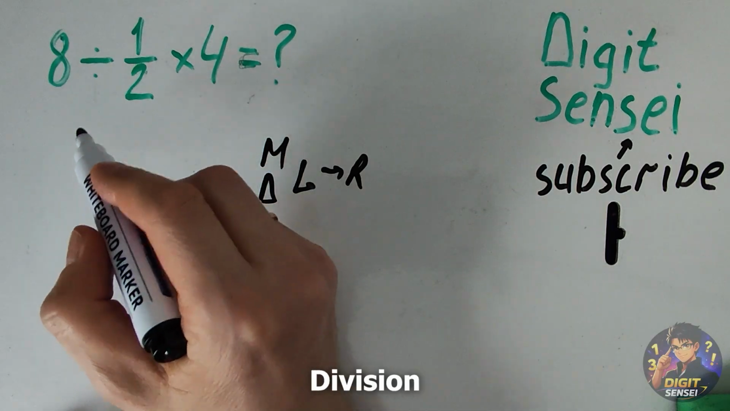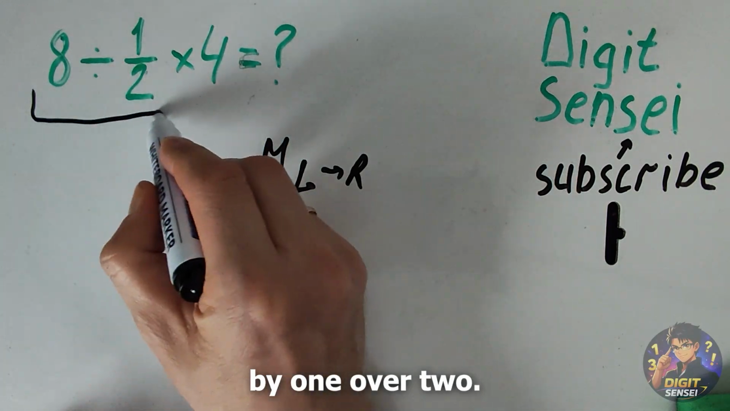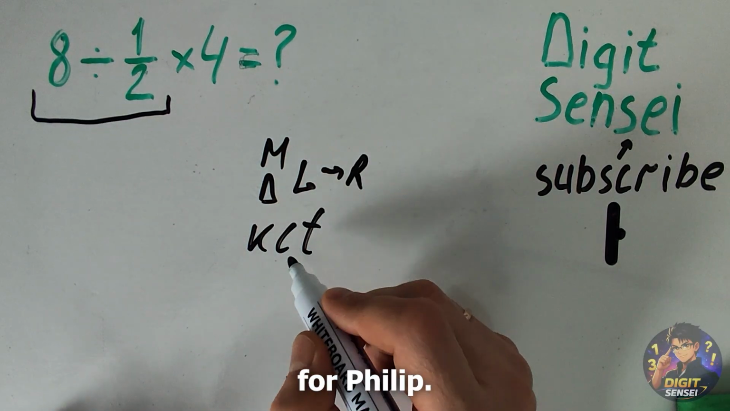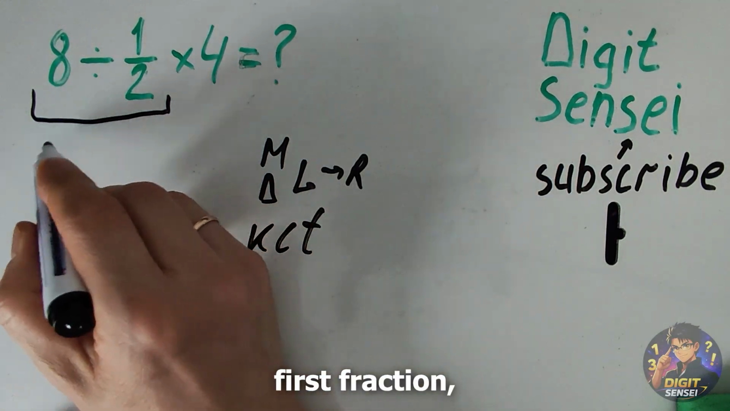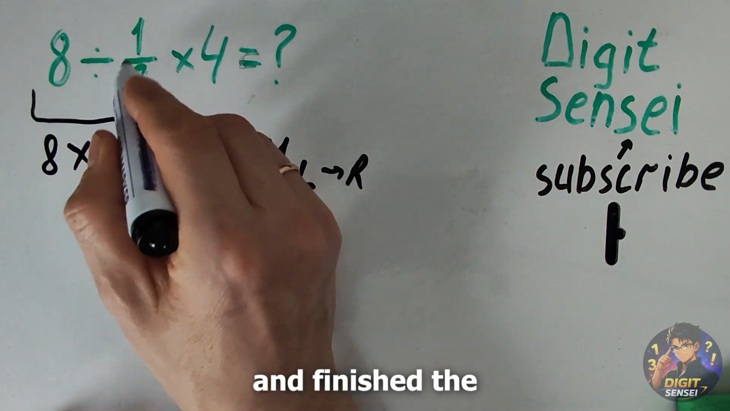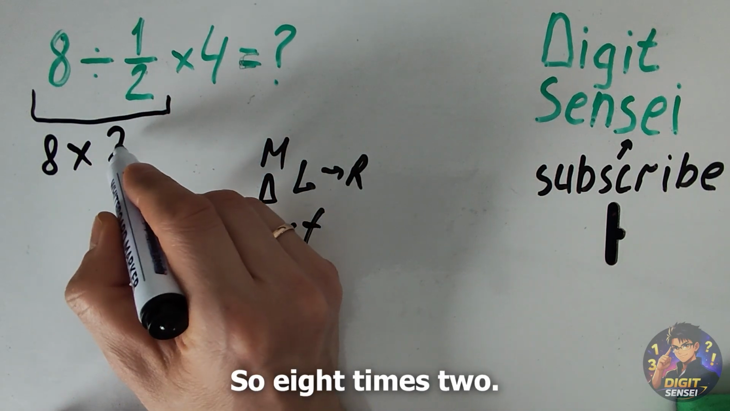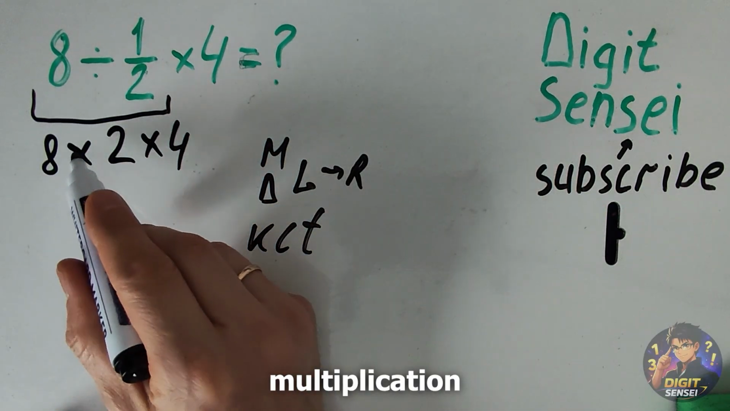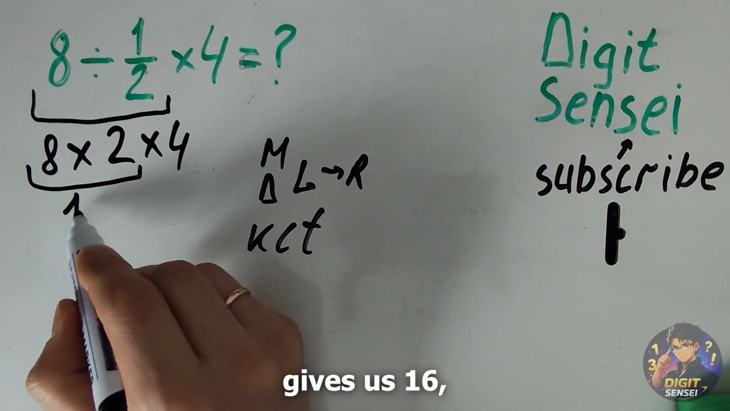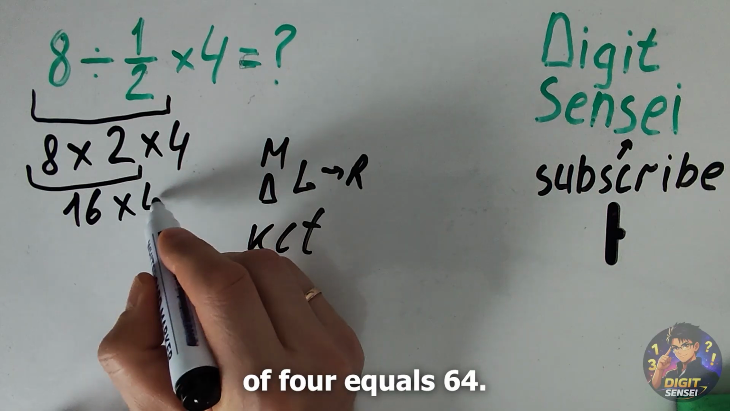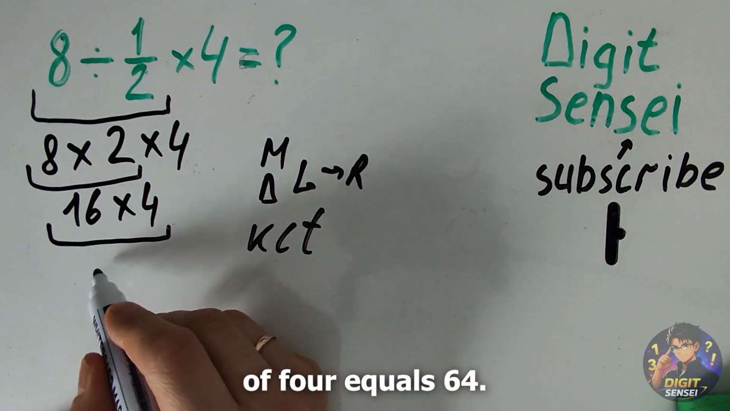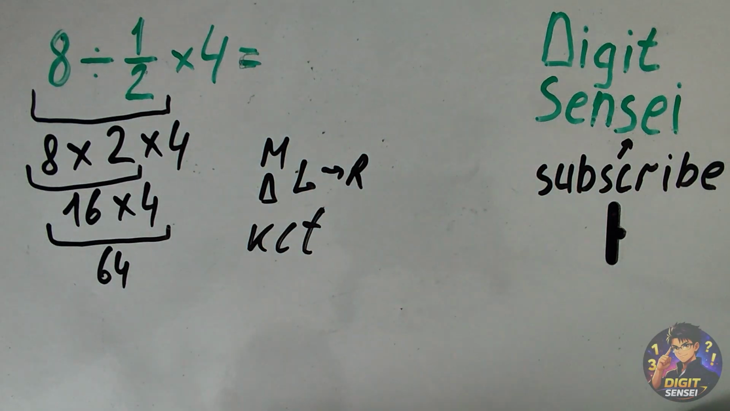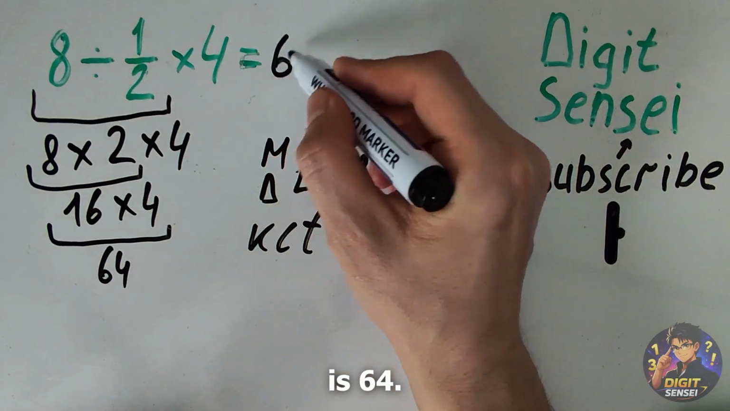So first we have to do this division. 8 divided by 1 over 2. According to the KCF rule, K stands for keep, C stands for change, and F stands for flip. We can write: keep the first fraction, change division to multiplication, and flip the second fraction. So 8 times 2, then times 4. First we do this multiplication. 8 times 2 gives us 16, and 16 times 4 equals 64. And this is our final answer to this problem. The correct answer is 64.